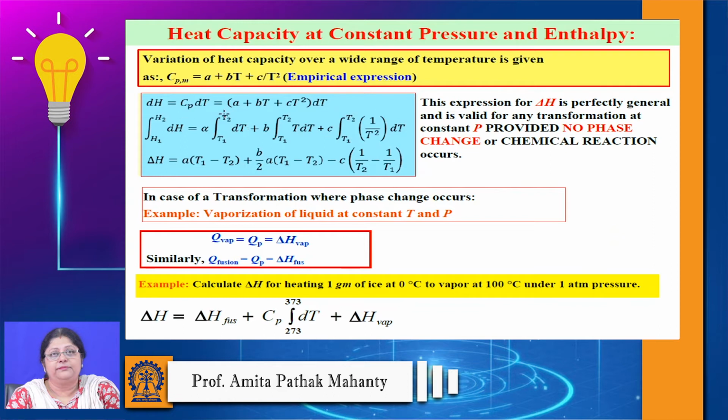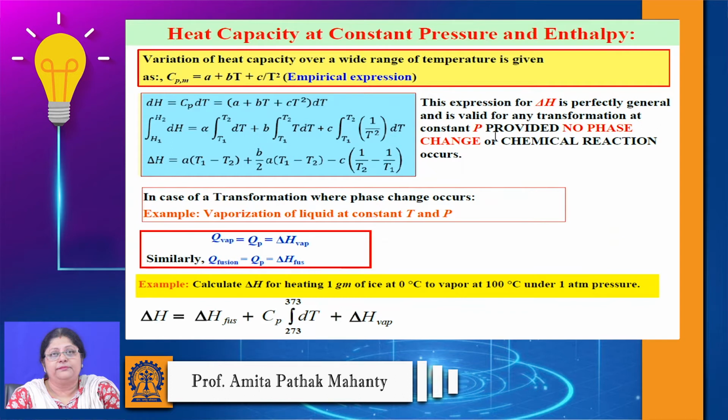So if I want to find out what is delta H, if the heat capacity is temperature dependent on this equation, it is a function of temperature, so I have to integrate each of the terms from T initial to T final for A, and from T initial to T final for B by 2 into A.